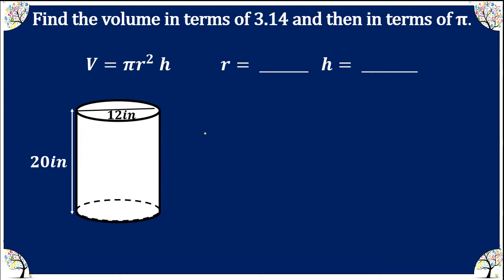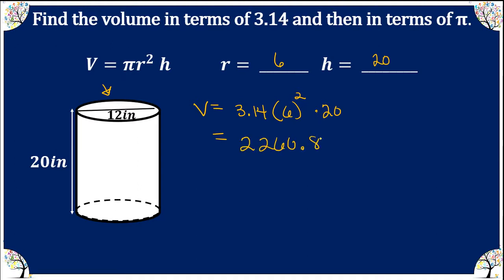Let's try another example. This time they have given us the diameter of the circle. So the radius is actually 6 and our height is 20. So be careful in what you are given. We're going to plug in 3.14 for pi, 6 for our radius, times the height. So 3.14 times 6 squared times 20. And that gives us about 2,260.8 inches cubed.